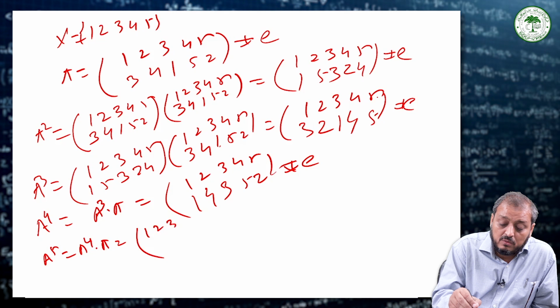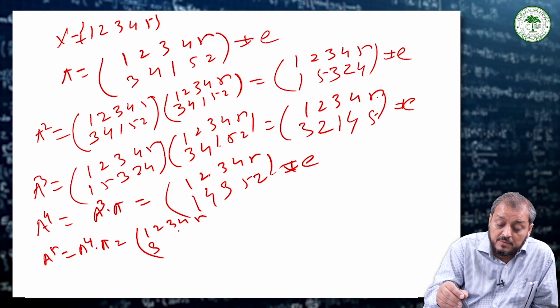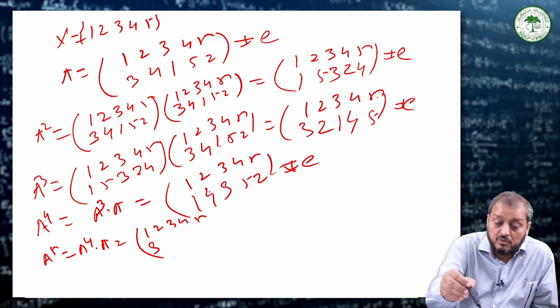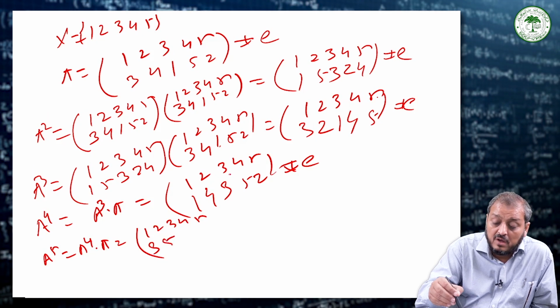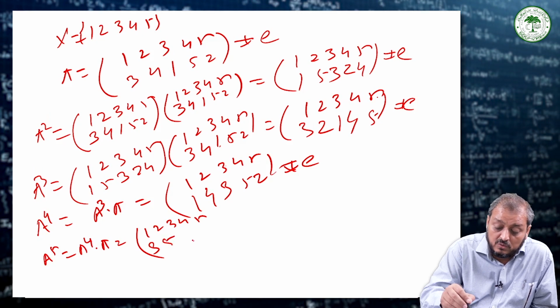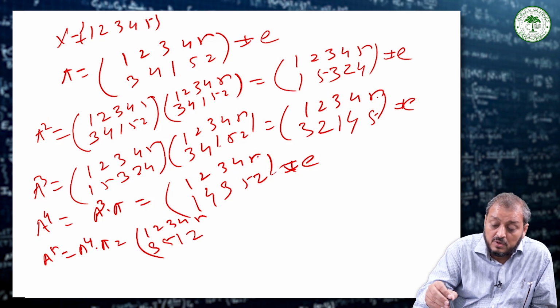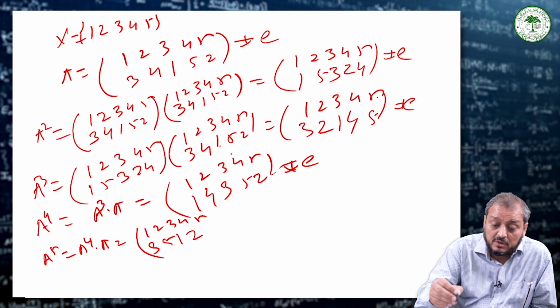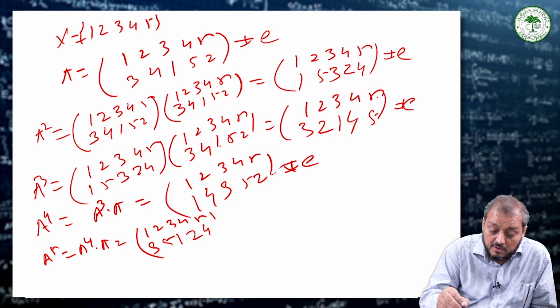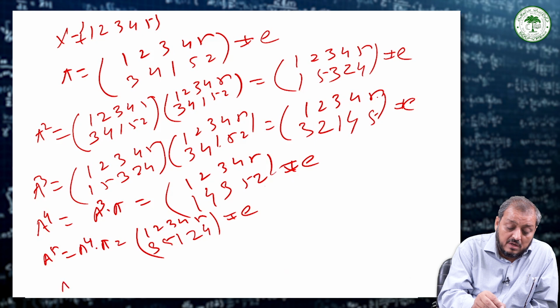Then we take a^5 = a^4 · pi, and then we have 1, 2, 3, 4, 5. 1 goes to 1, then 1 goes to 3, 2 goes to 4, 4 goes to 5, then 3 goes to 3 and 3 goes to 1, then 4 goes to 5, 5 goes to 2, and 2 goes to 4. Again not equal to identity.